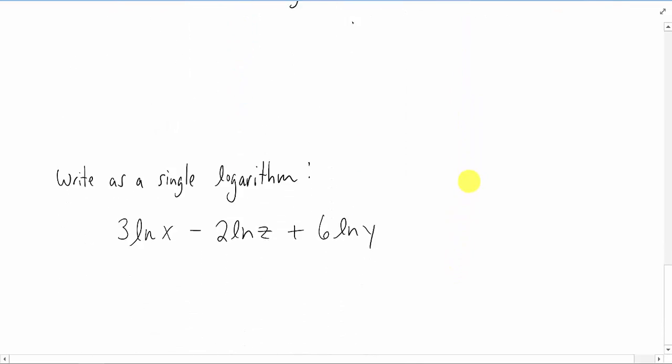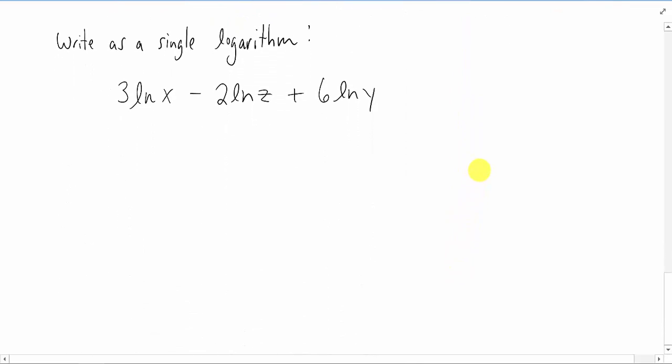We could also be asked to write a bunch of logarithms as a single logarithm. In this example, we have a natural log. Remember, that's a log base e. Still follows all the same rules as other logarithms. We would like to condense this into one logarithm. So we can actually reverse this process.